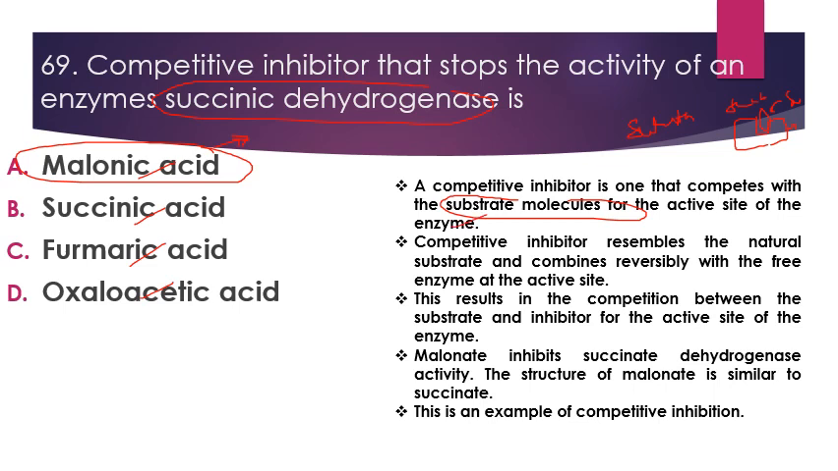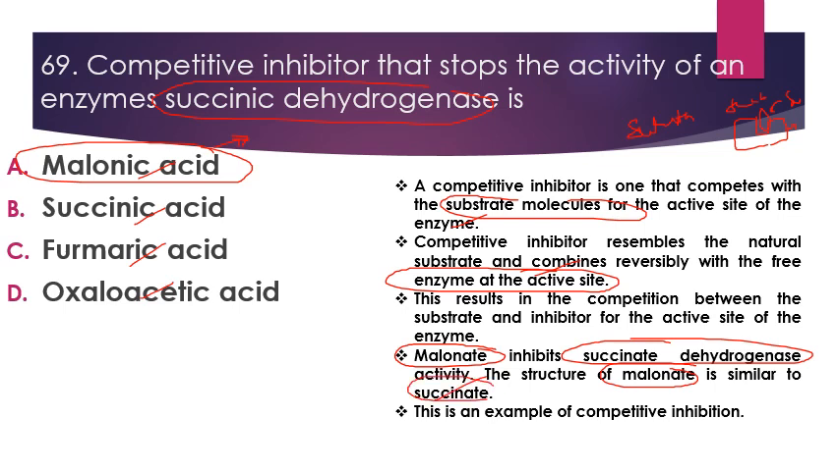So it competes, and it resembles the natural substrate and combines reversibly with the free enzymes at the active site and blocks these active sites, because of which the enzyme is unable to convert substrate into the products, because substrate is unable to bind on the active sites of the enzyme. So malonate is an example, malonic acid. This inhibits succinate dehydrogenase activity, and the structure of malonate is similar to succinate.